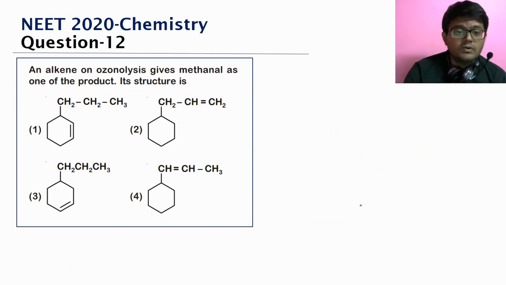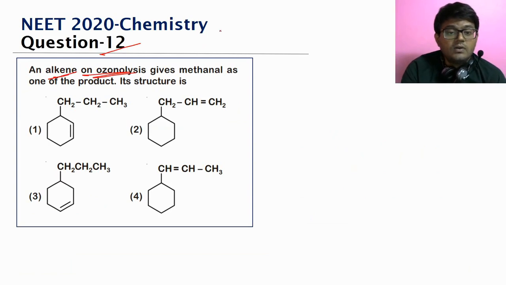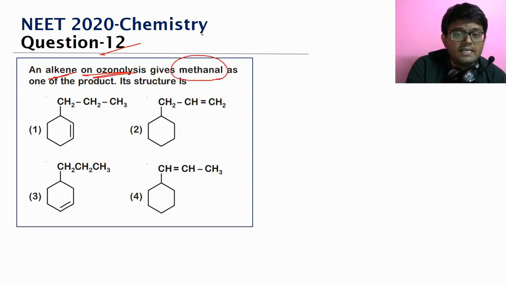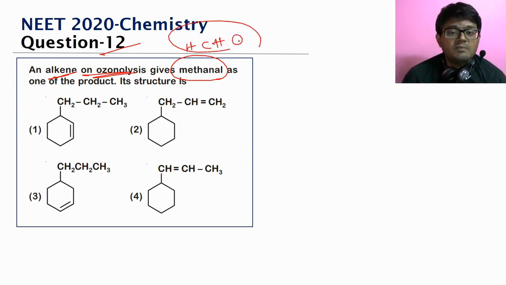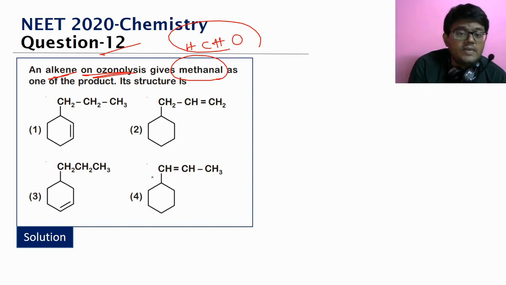Next we'll go to question number 12. This is a question on ozonolysis from the hydrocarbons chapter. Alkene on ozonolysis gives methanal. What is methanal? HCHO, the first member of the aldehydes, as one of the products. Now, the ozonolysis we are talking about here is what?